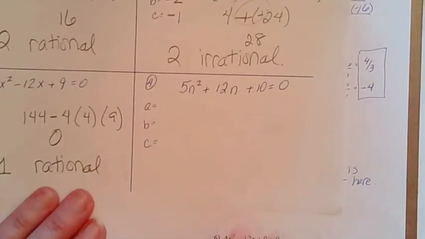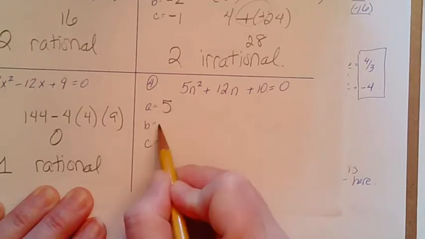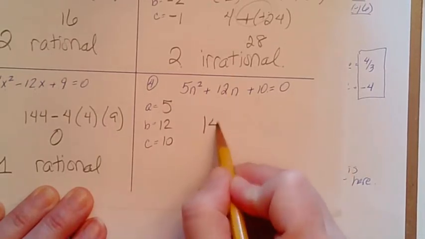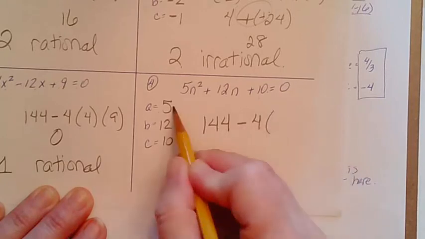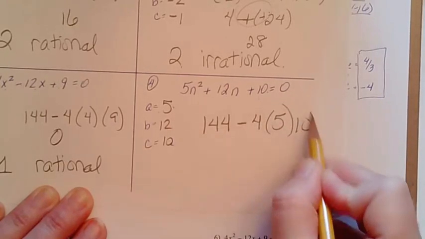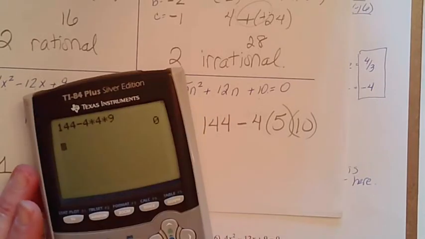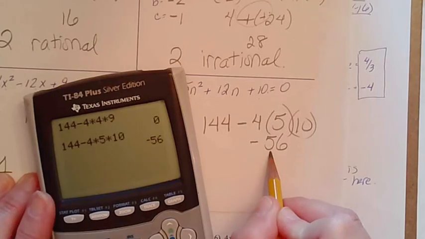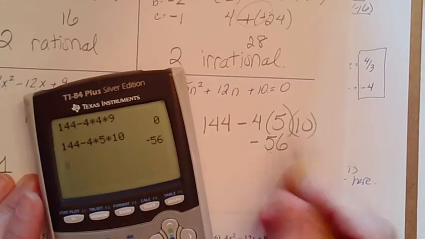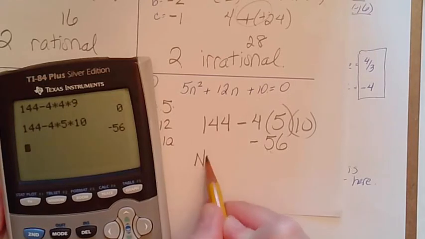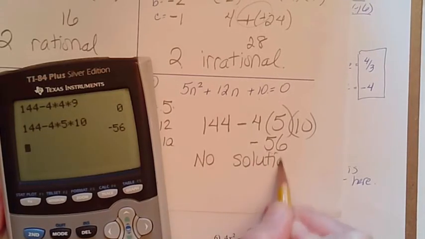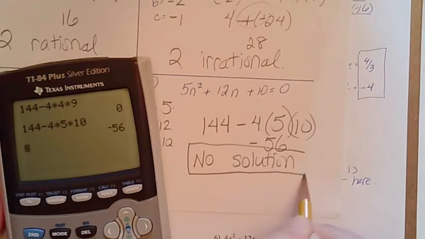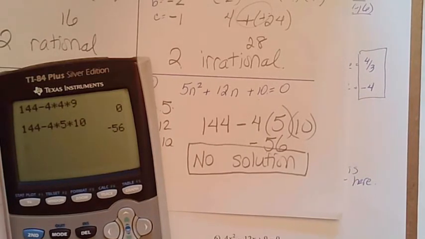Number 4, a is 5, b is negative 12, c is 10. B squared minus 4 times a times c. So this time I have 144 minus 4 times 5 times 10, which is negative 56. As soon as I get a negative number for my discriminant, that's the number under the radical, then there is no solution.